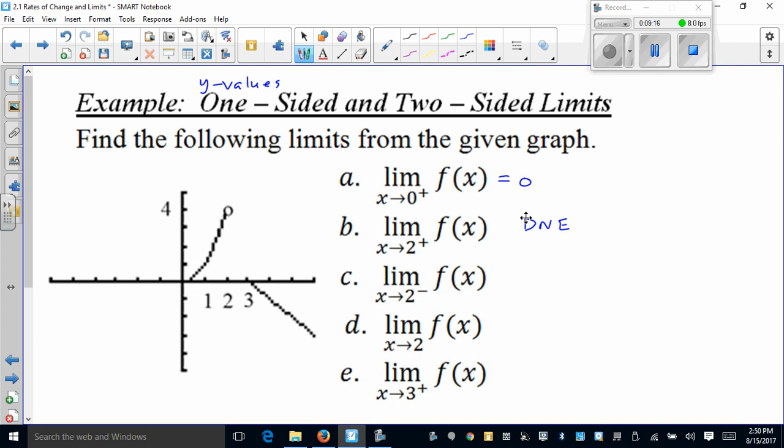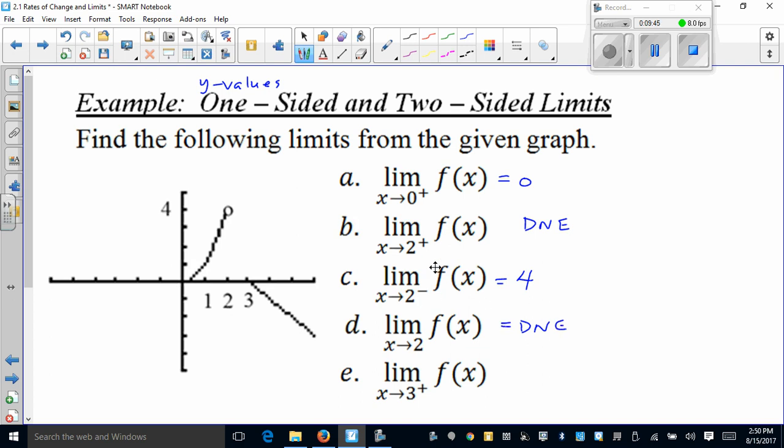Okay, limit of f of x as x approaches 2 from the left. Well, here's 2, and on the left-hand side is 1. So if I start at 1, as I get closer and closer to x equals 2, my y value is 4. Then they ask you, what is the limit at 2? Well, since this does not equal this, it's a does not exist. And remember, the left and right limits are not equal, therefore the limit does not exist.